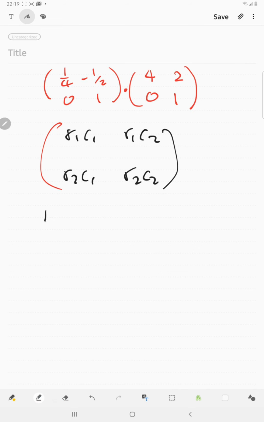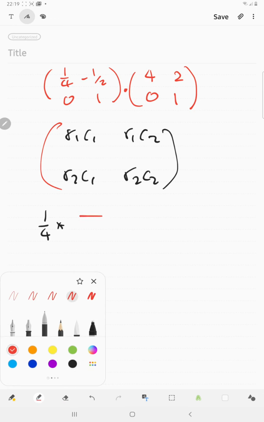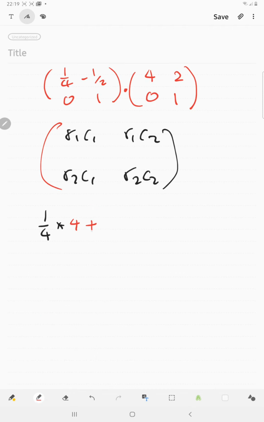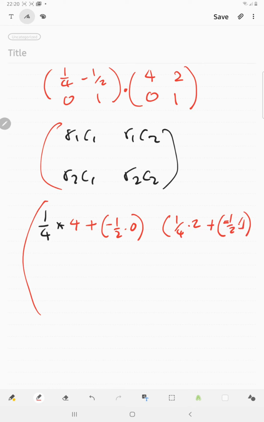So remember, if you have something like that, you can multiply, and then the multiplication will be 1/4 multiplied by 4 plus negative half multiplied by 0. So this is the first one, and the second one will be 1/4 multiplied by 2, plus half multiplied by 1. So this is actually the other value.